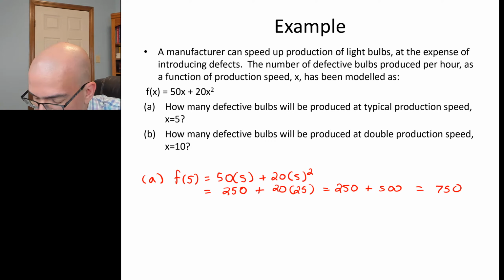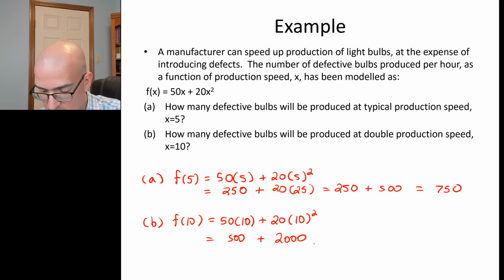Okay, part B asks us what happens if we double the speed, if we go up to a speed of 10, and whatever those units are. So f of 10, let's see, we get 50 times 10 plus 20 times 10 squared. So 500 plus, 10 squared is 100, 100 times 20 is 2,000. So 2,500.